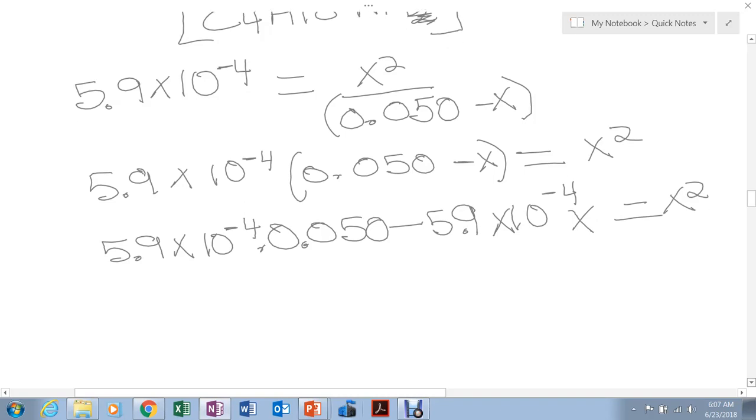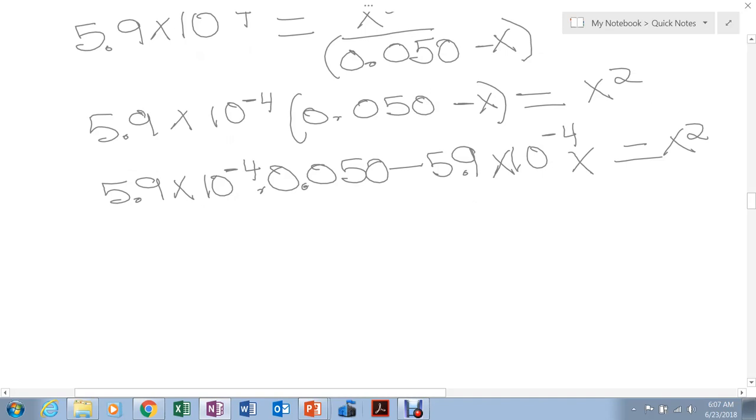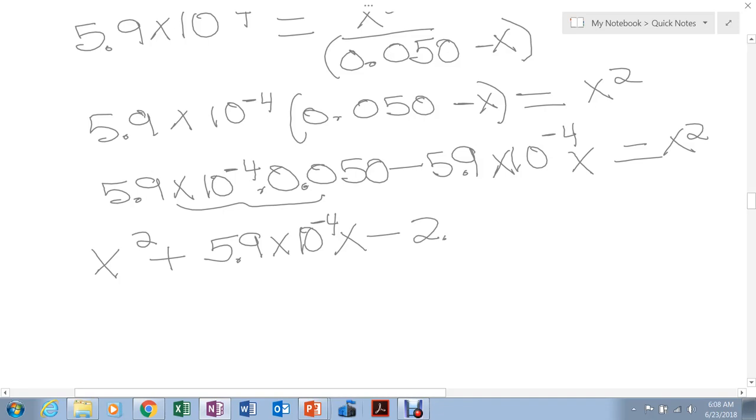So taking it all to one side and multiplying, it gives me x squared plus 5.9 times 10 to the negative 4 x minus, this multiplied by this gives me 2.95 times 10 to the negative 5, equals 0.